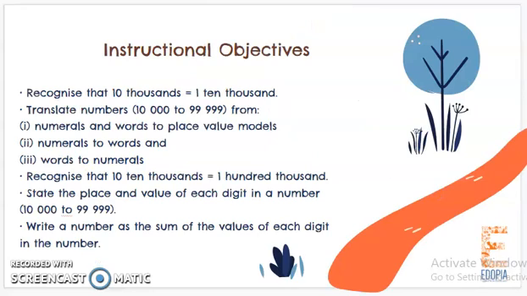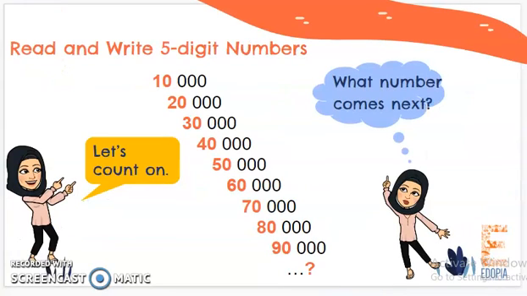Here are the objectives of this lesson, which are to recognize that 10 10,000s equal 100,000. We will learn how to translate numbers 10,000 to 99,999 from numerals and words to place value models, numerals to words, and words to numerals. We will also learn to state the place and value of each digit in the number 10,000 to 99,999 and how to write a number as the sum of the values of each digit in the number. Let's start with reading and writing 5-digit numbers.